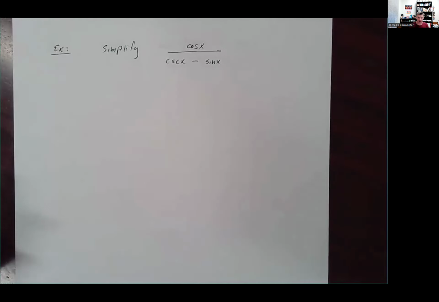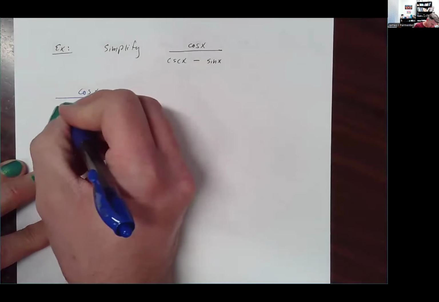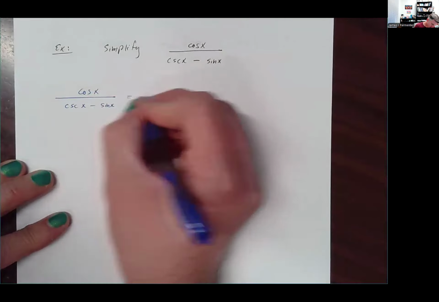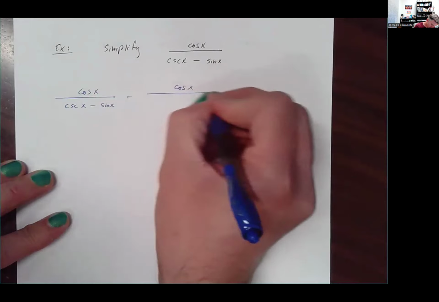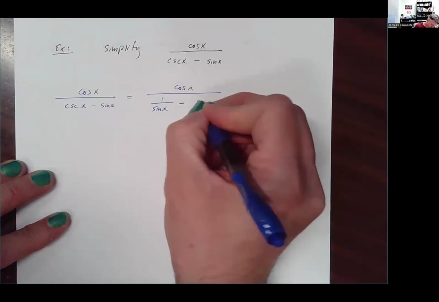Let's do another one. Cosine x divided by cosecant x minus sine x. Okay, so again, I'm almost always a fan of starting off by rewriting every trig function in terms of sine and cosine. So I'm going to rewrite cosine of x over cosecant of x minus sine of x as cosine of x divided by 1 over sine of x minus sine of x.